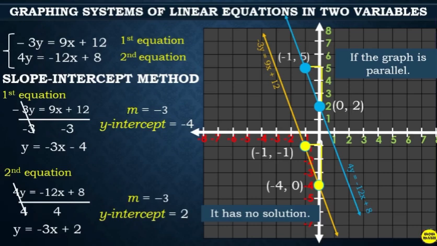Now, this time, hindi sila nag-meet, hindi man lang sila nag-intersect. 'Di ba? So therefore, if the graph is parallel, then it has no solution. Okay, wala siyang solution. So this is how we graph systems of linear equations in 2 variables. You can make use of the intercept method or the slope-intercept method. So it's up to you kung saan ka mas komportableng gamitin. Okay? So, before you graph the systems of linear equations, isolve mo muna ang kanyang equation. So, it's up to you if you're going to use the intercept or the slope-intercept.